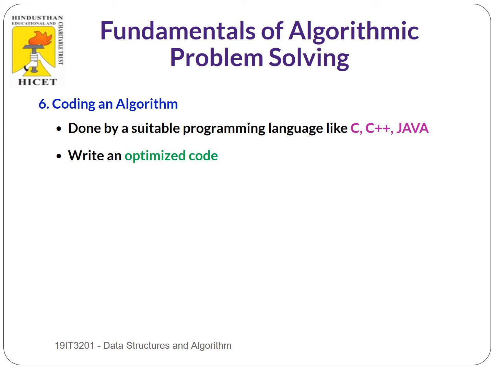The last step is coding an algorithm. The coding or implementation of an algorithm is done by programming languages like C, C++, and Java. We have to write an optimized code to reduce the burden of compiler. So, if we follow all these steps, then we'll be able to provide a solution for a given problem in a systematic way.